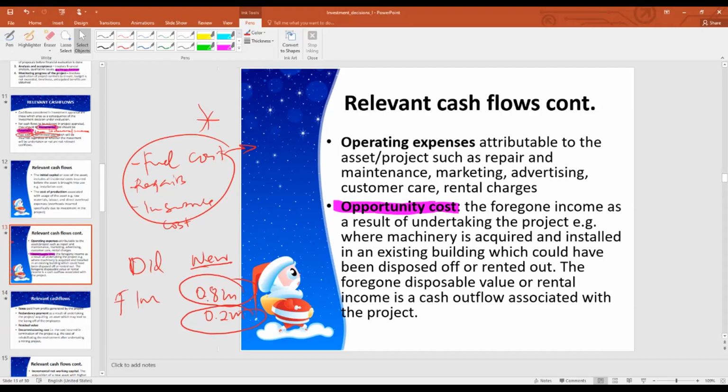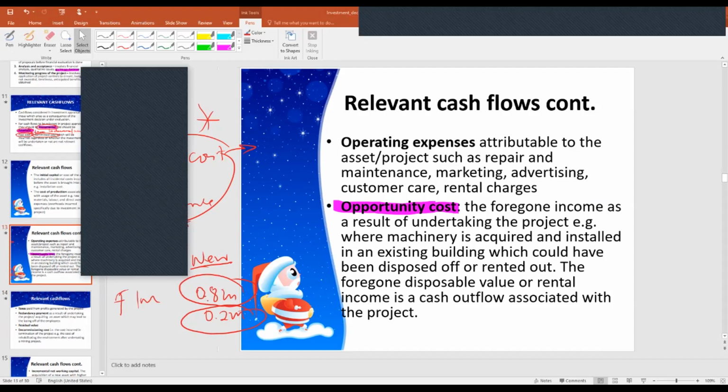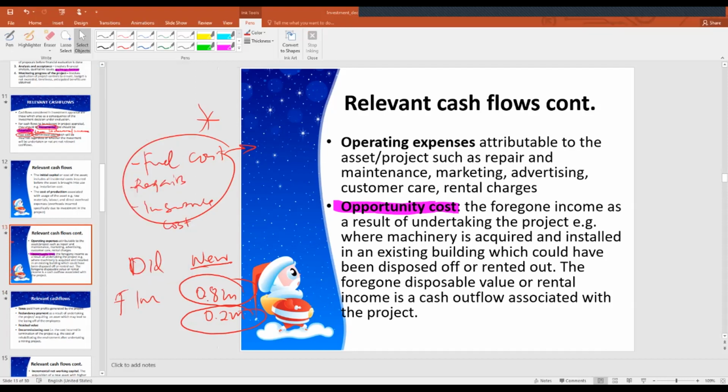So could you please explain opportunity cost? Opportunity cost is the foregone benefit the company could have earned if they didn't accept this investment. That's called the opportunity cost. An example could be, let me just use the old and the new machine. Let me customize this example.